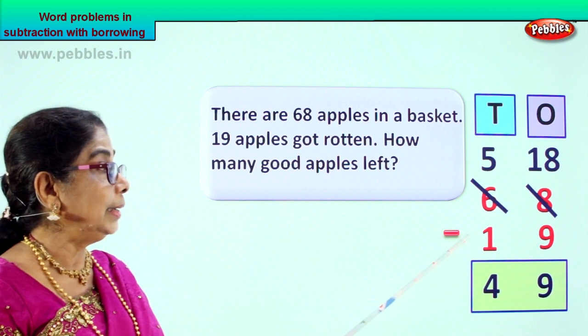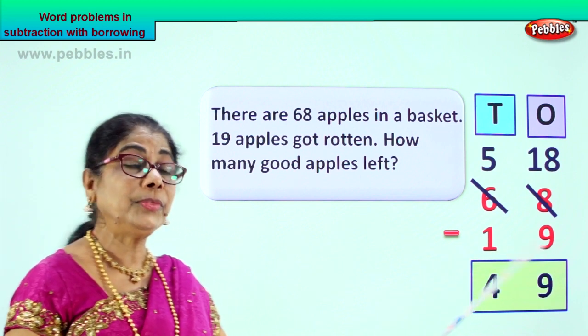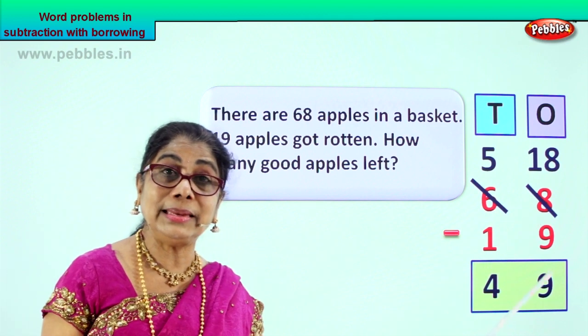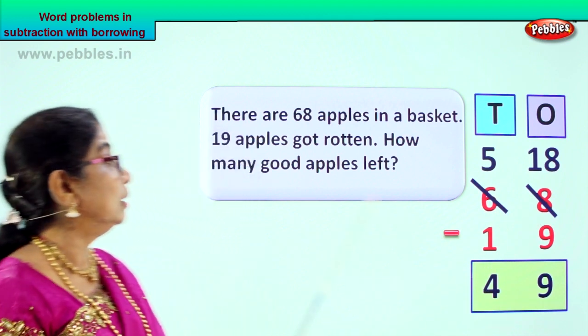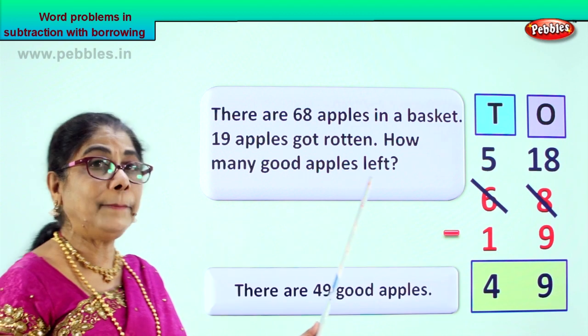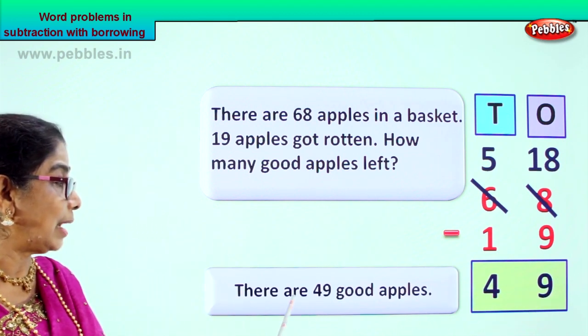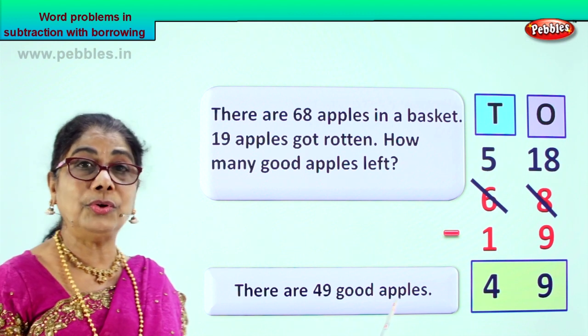68 minus 19, your answer is 49. 68 minus 19 is 49. So what is the answer? How many good apples are left? The 49 good apples are left. There are 49 good apples.